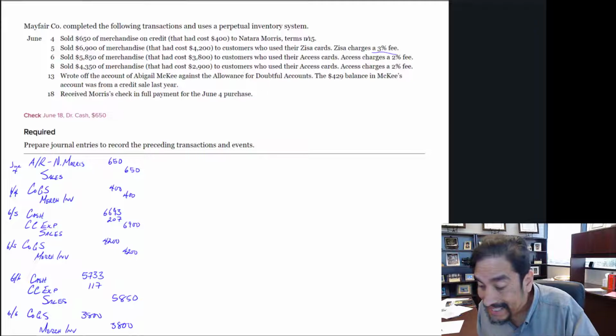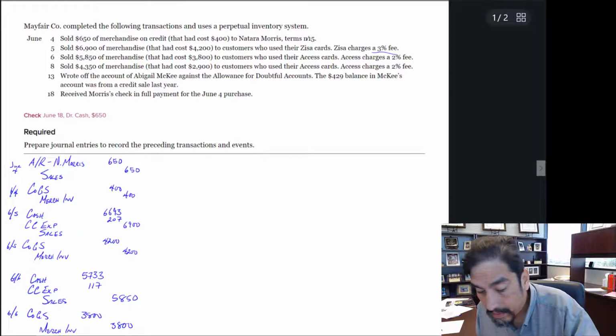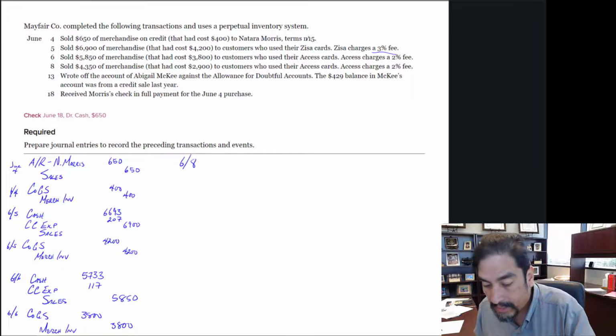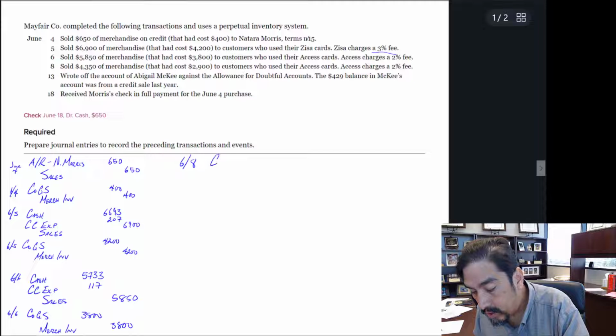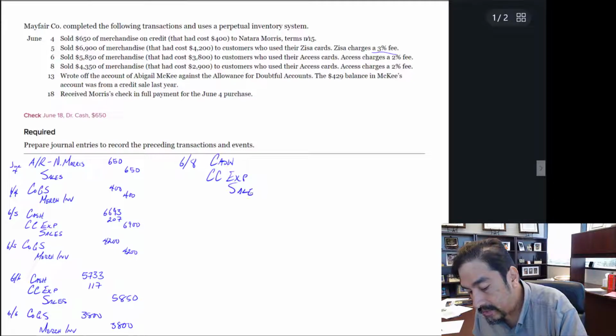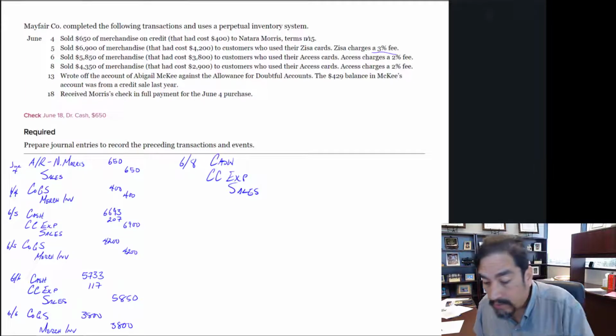Next, we've got 6.8. Sold $4,350 of merchandise that cost $2,900 to customers who use their credit card. The credit card charges a 2% fee, so we're getting pretty good at this right now. First, we're going to record the revenue piece. This is a credit card, so we're going to record it to cash, but we also know we've got credit card expense. And then our credit's going to be the sales. It's $4,350.